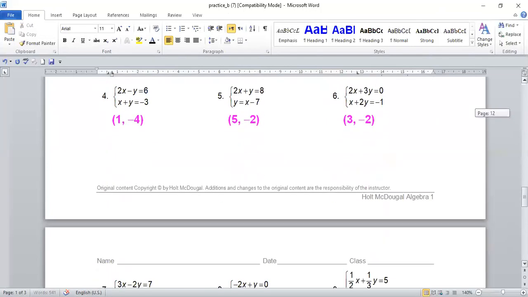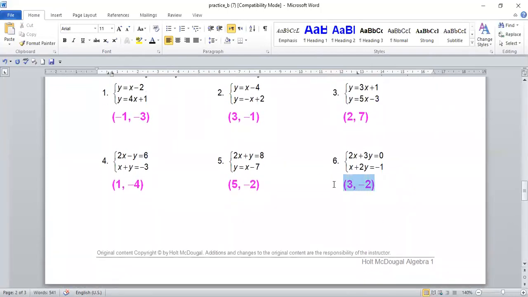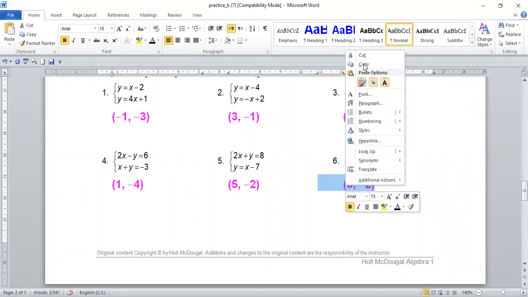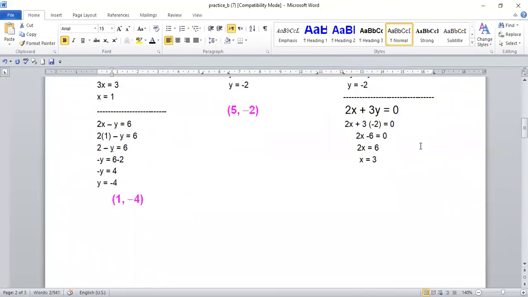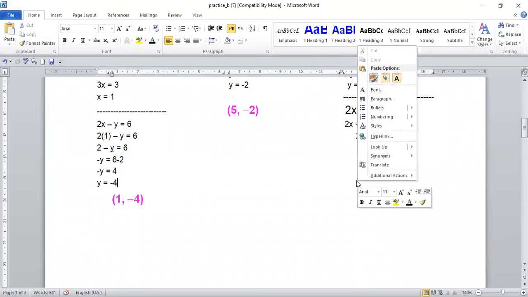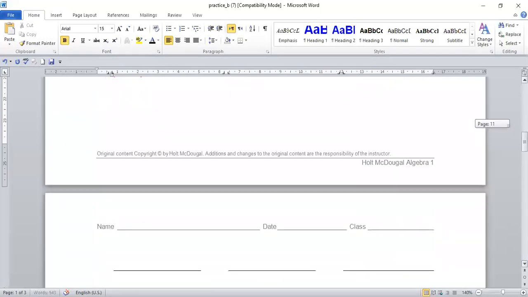Just take any one equation, replace both the answers which you got, and then solve and see whether both sides of the equation are correct. If it's correct, your answer is also going to be correct. So the answer for this is going to be 3 and negative 2. X is 3 and y is negative 2.